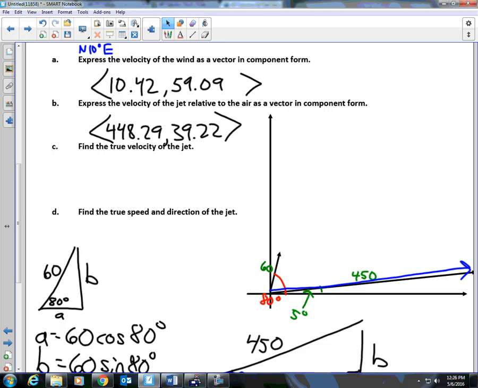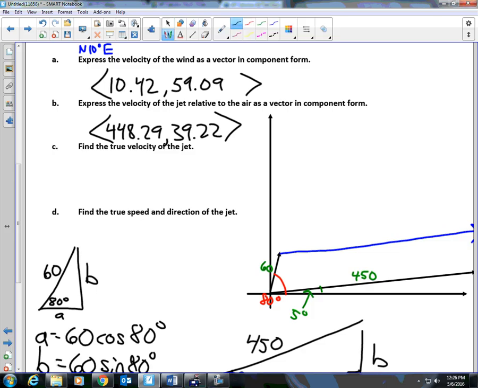Would you agree that the wind and the airplane work in cohesion with one another? So all we're going to do is add them together. That really represents the true flight of the airplane. So that may sound complicated. It's really not. To find the true velocity of the jet, all we have to do is add these two together. When you add them together, what do you get? What's 10.42 plus 448.29?